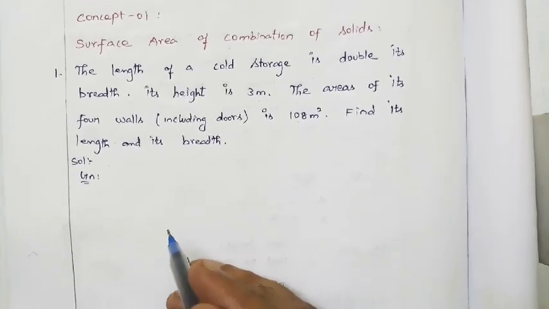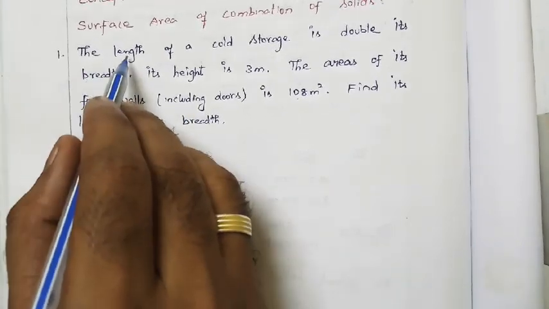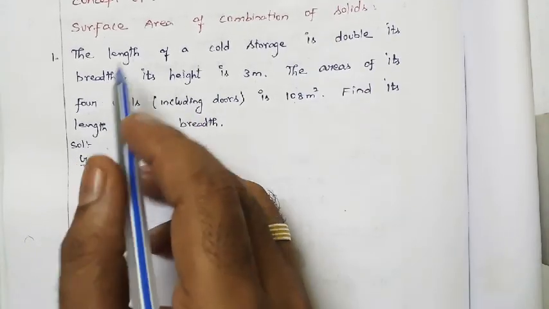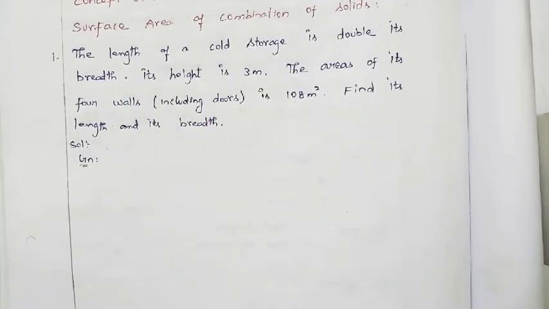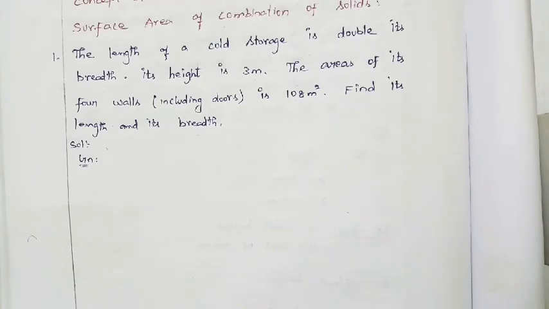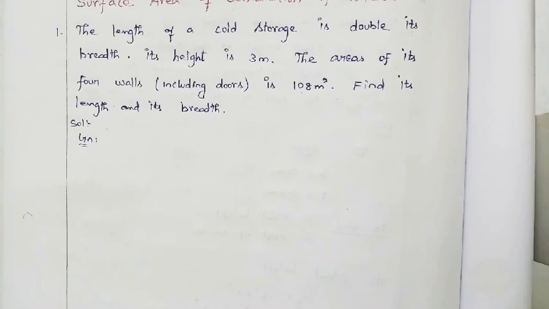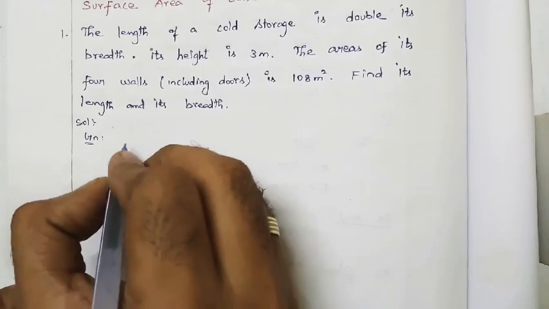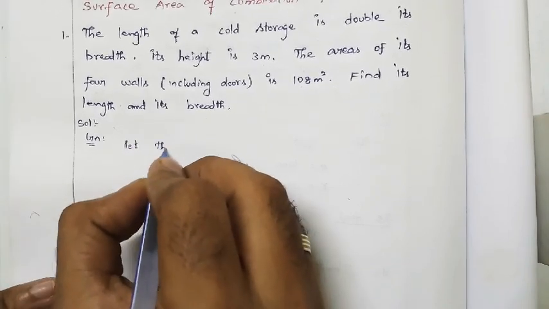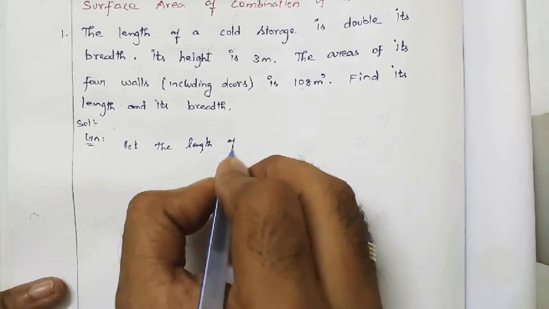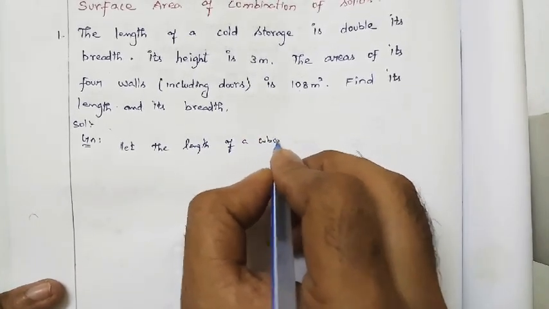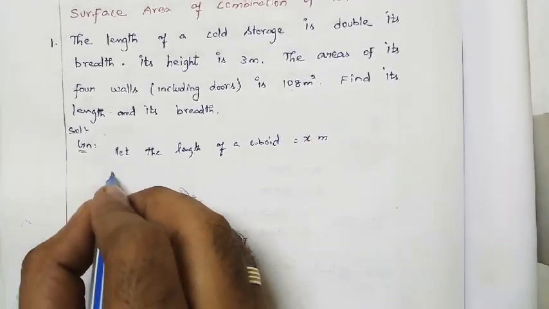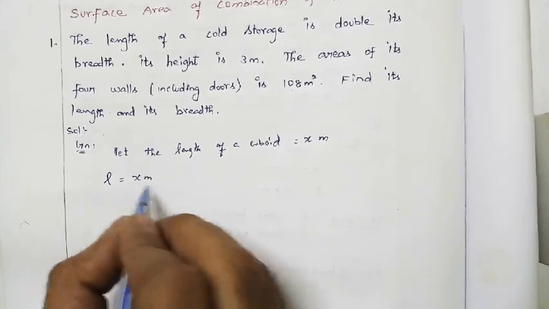First we'll write the givens. The length of a cold storage is double its breadth. Length and breadth values are not given, so we assume a variable for the unknown value. Let the length of the cuboidal cold storage be x meter.